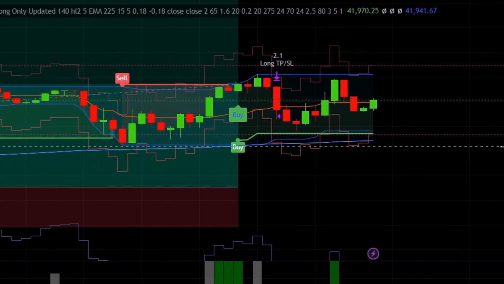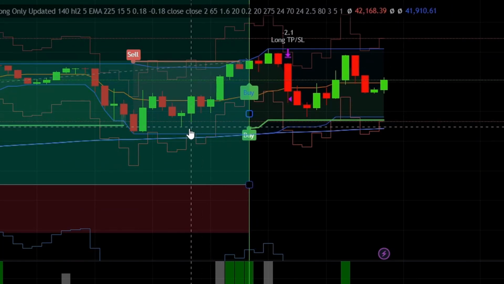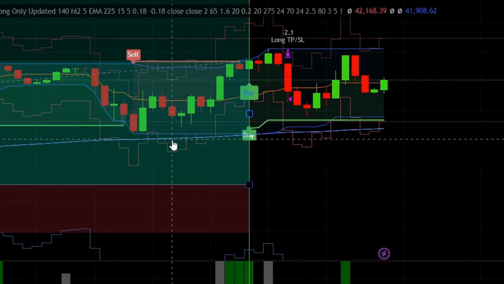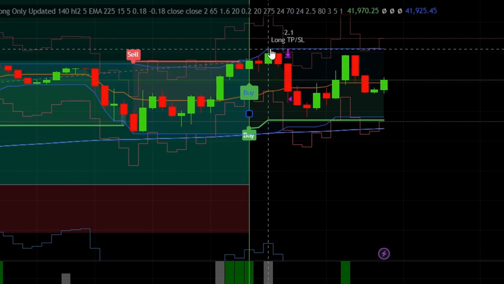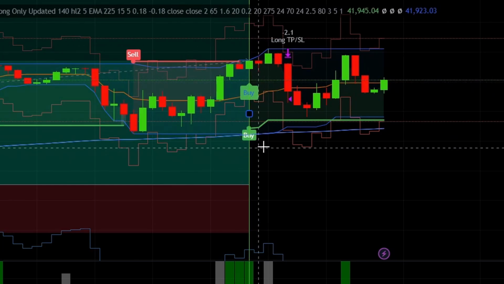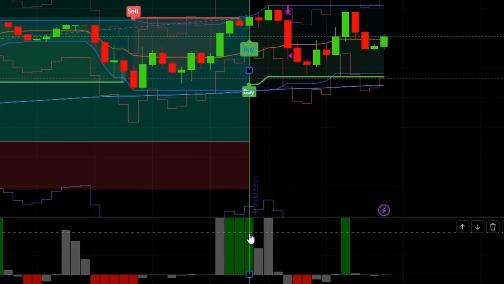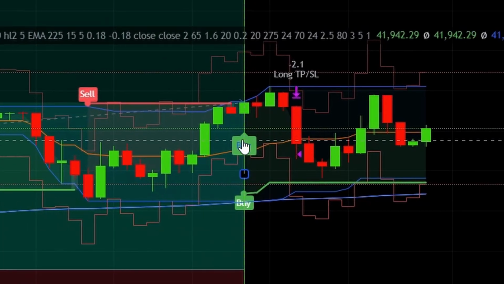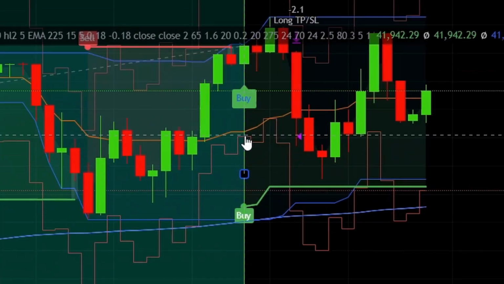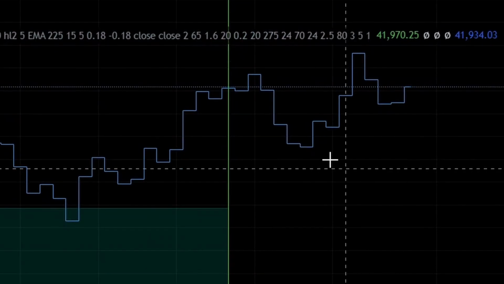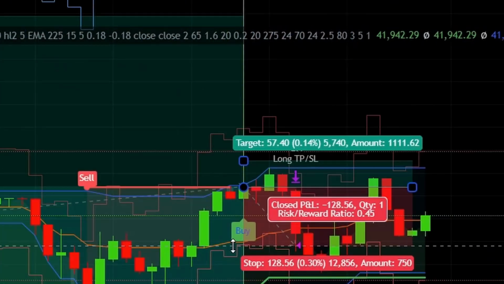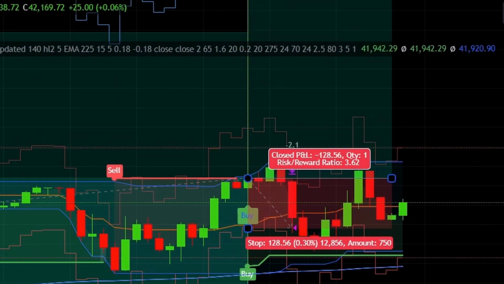Let's take a closer look. So this candle closed above the 225 length EMA. It is in the upper part of the Donchian channel. We got the super trend buy signal, and the TDFI is actually green. So all the conditions are met for a valid long entry. Therefore, the stop loss will move to this level, and the take profit to this level. There. And way up there.